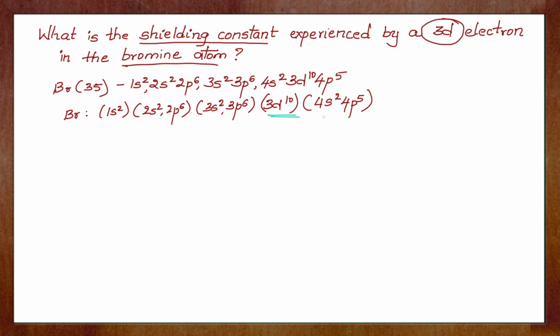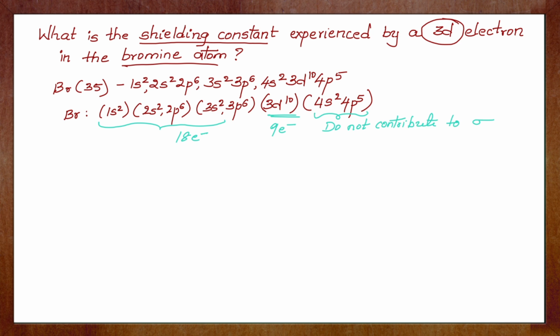We can neglect the 4s and 4p electrons because they do not contribute to the shielding constant sigma. So we are going to neglect them and consider one of the 3d electrons. Remaining we have 9 electrons. And in the inner shells, when you calculate the shielding constant for a d or f valence electron, the contribution from all the inner shells is considered as 1. Here we have 18 electrons.